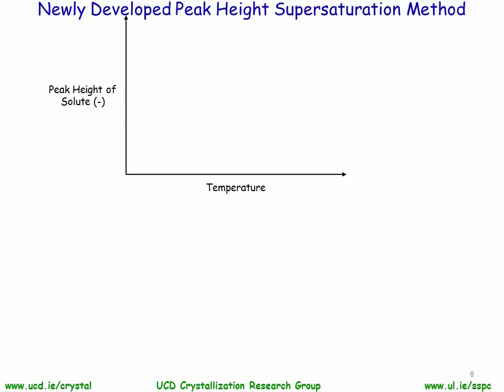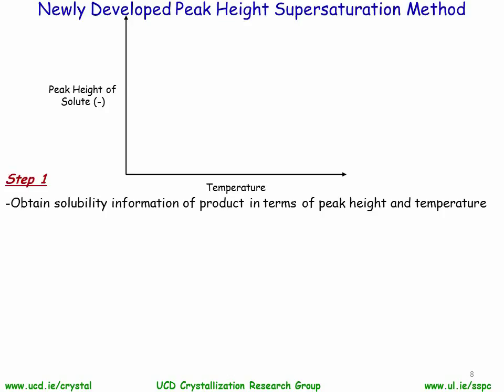So let's now look at the newly developed peak height supersaturation method. On the y-axis we have a single peak height specific to the solute or API, and on the x-axis we have temperature. So now we simply heat from the isolation temperature, let's say 4 or 5 degrees, to your starting temperature, for example 40 degrees, and now we obtain a solubility curve in terms of peak height and temperature.